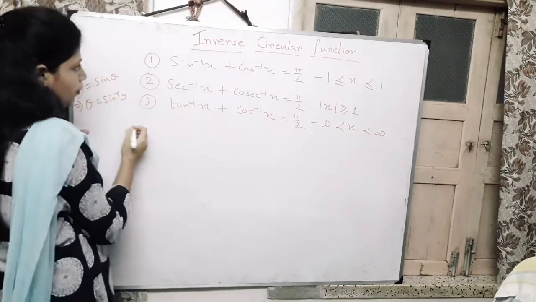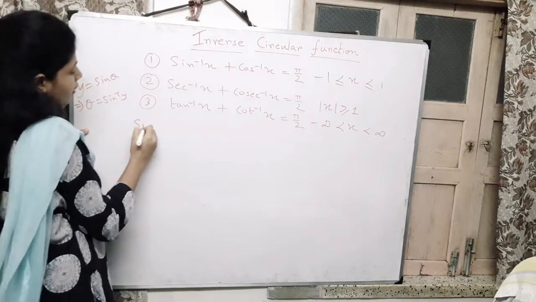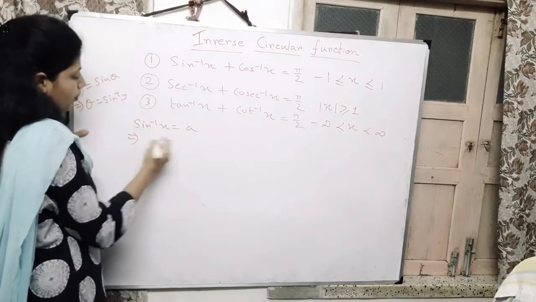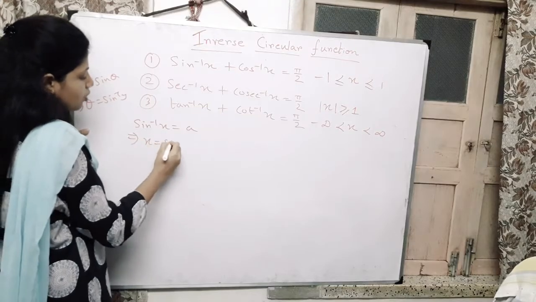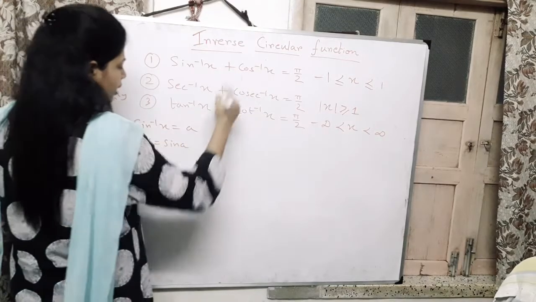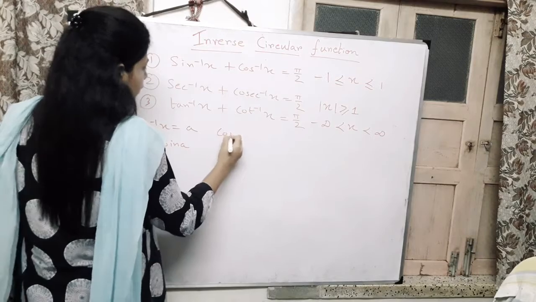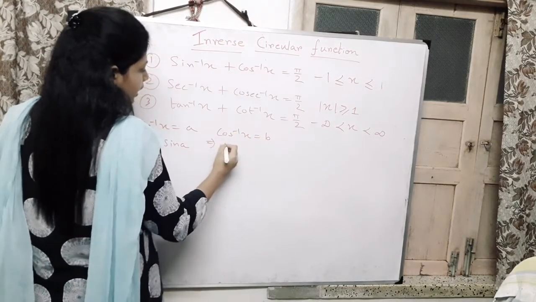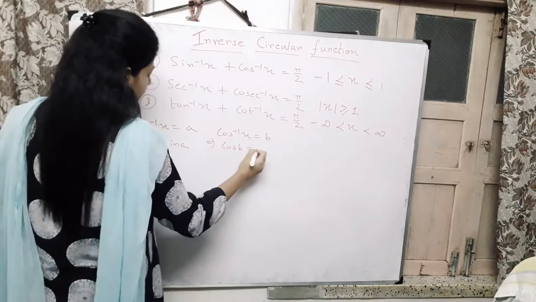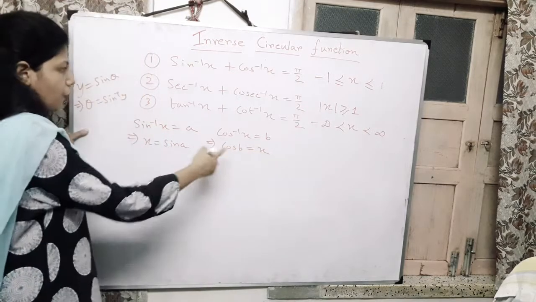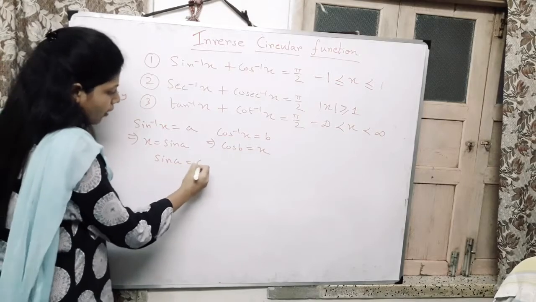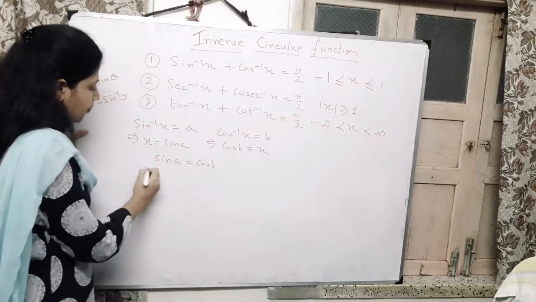Now number 1 I will prove. First I will take sine inverse x. Suppose this one is a. So from here we can write x equals sine a. Now here also, if I take cos inverse x equals b, then cos b equals x. Now from here we can write that sine a equals cos b, because both are the same.